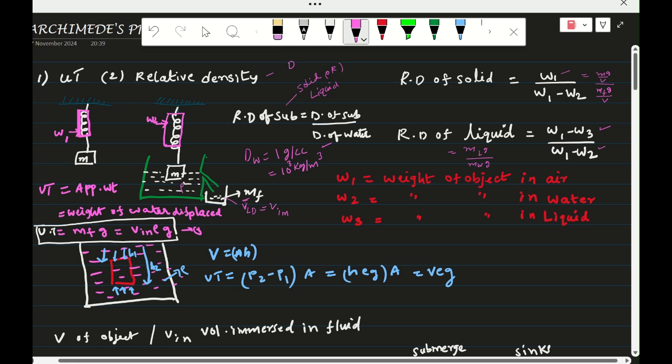So this is the relative density topic by Archimedes' principle. According to Archimedes' principle, it is giving the concept of upthrust and apparent weight, which is equal to the weight of the water displaced or liquid displaced. So that can be written as V immersed into rho into g.